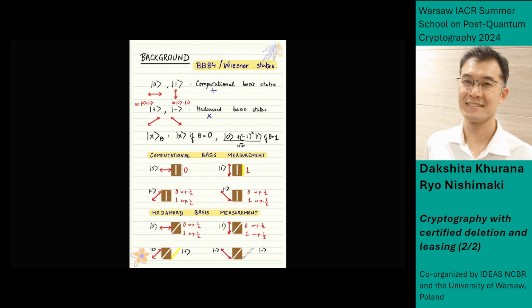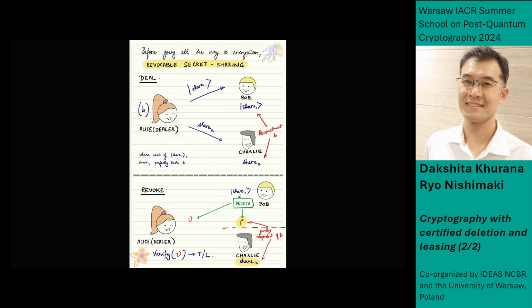Okay, we use this state. I call it the BB84 state in this talk. Before going into encryption with certified deletion, here is the notion of revocable secret sharing, or secret sharing with certified deletion, as the first step.